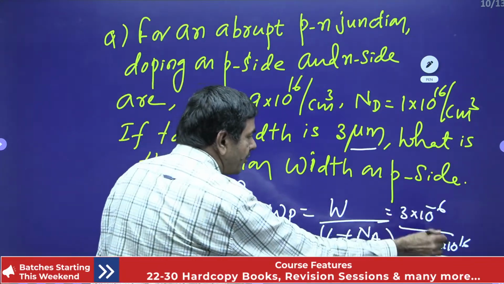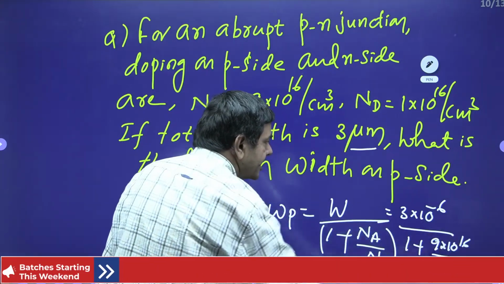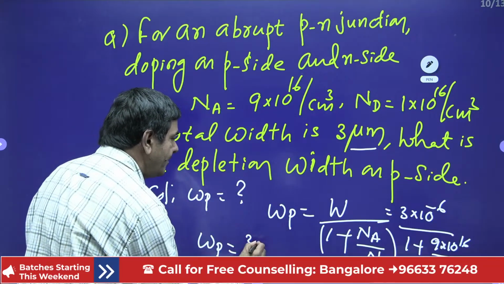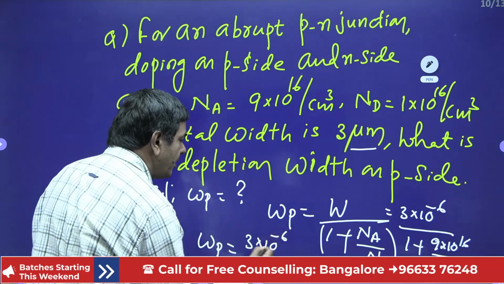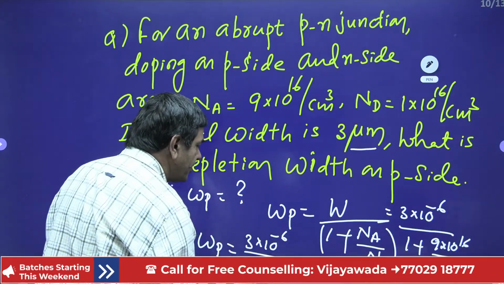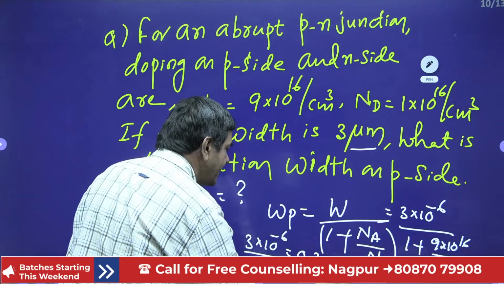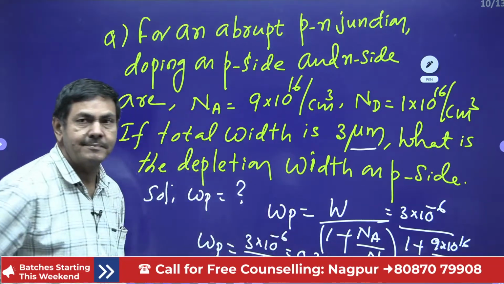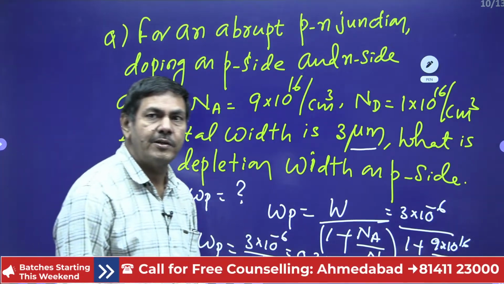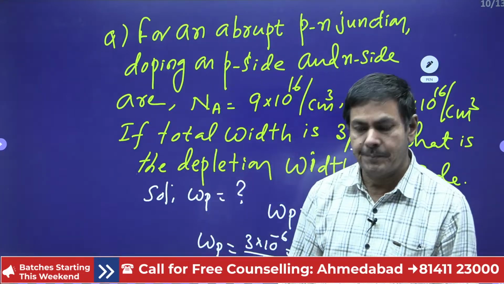Because the 10 power 16 cancels, what is left is 3 into 10 power minus 6 by 1 plus 9, which is 10. Finally, 0.3 micrometers is possible. Yes, that is the answer. In such a way we can find the width in the P region.